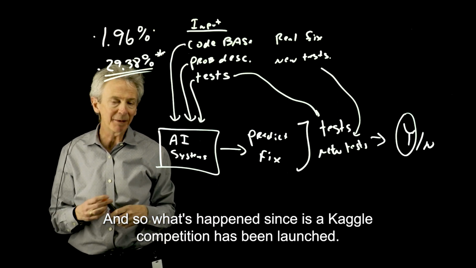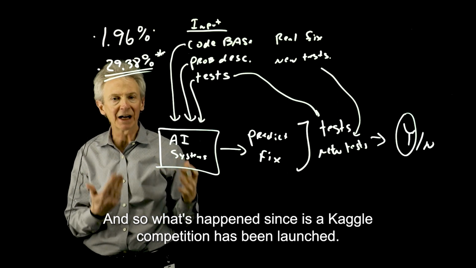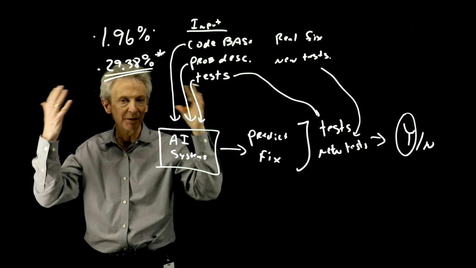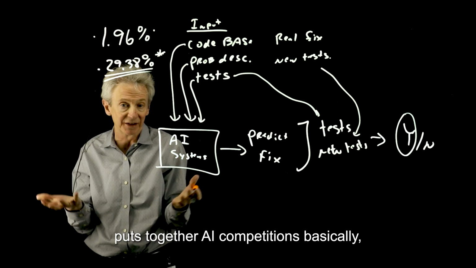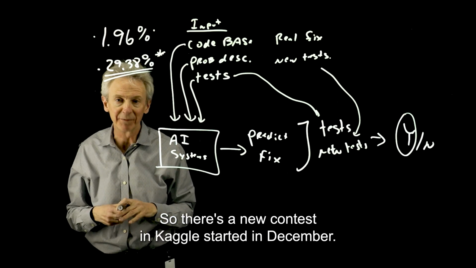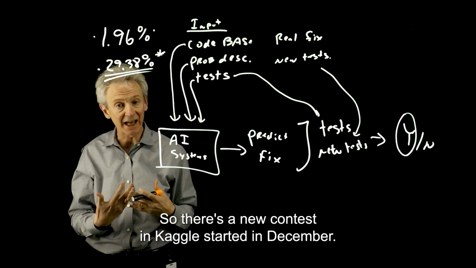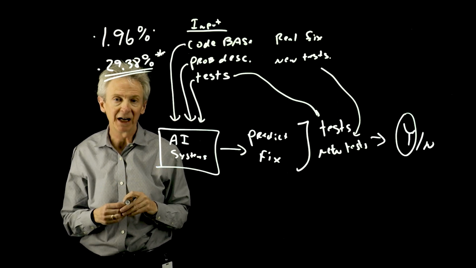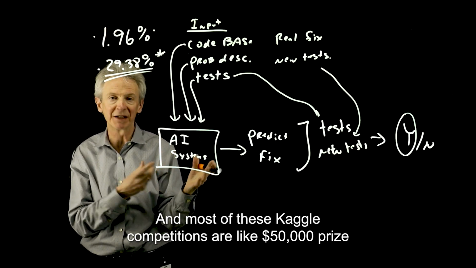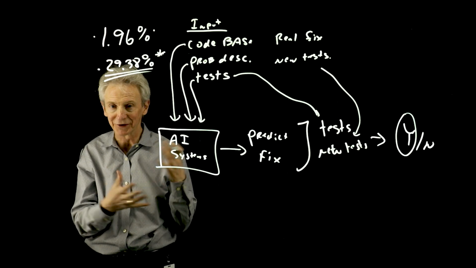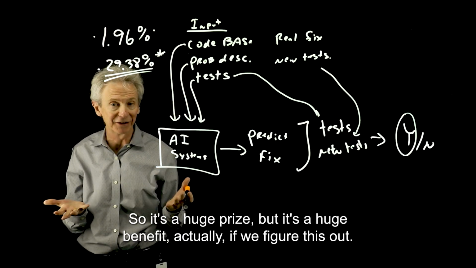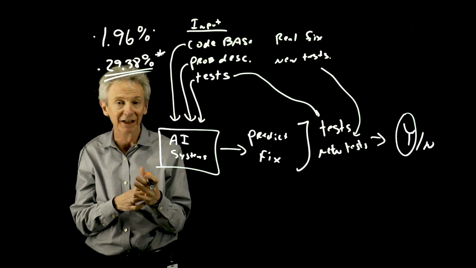And so what's happened since is a Kaggle competition has been launched. Kaggle is a website where industry puts together AI competitions, basically, and then invites the community to sort of compete. So there's a new contest in Kaggle. It started in December, and the prize is $1 million. And most of these Kaggle competitions are like $50,000 prize or something like that. So it's a huge prize, but it's a huge benefit, actually, if we figure this out.